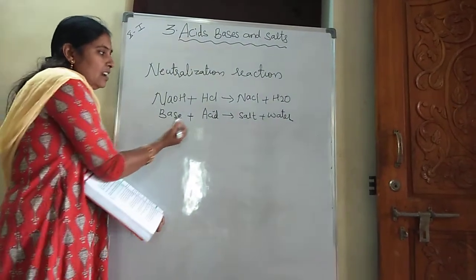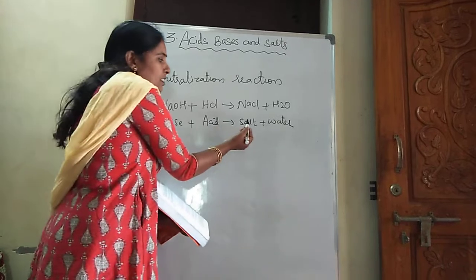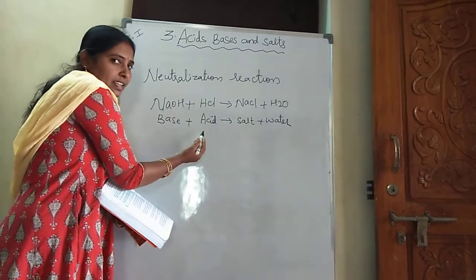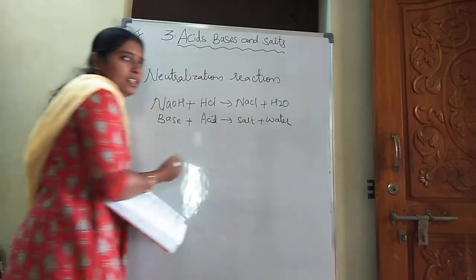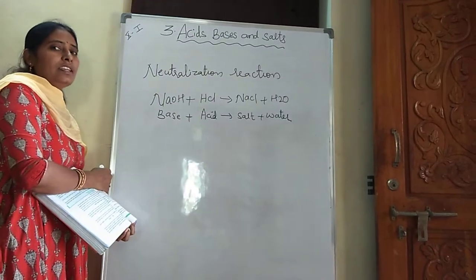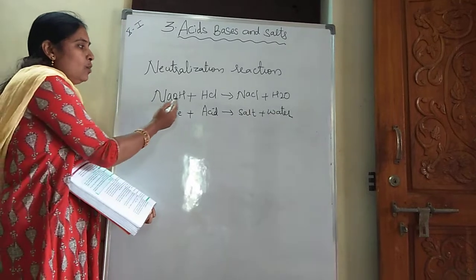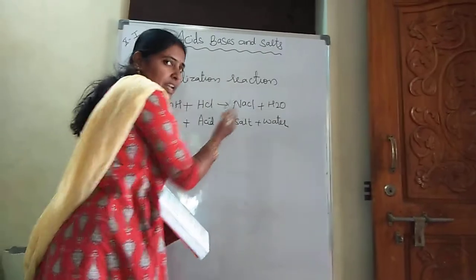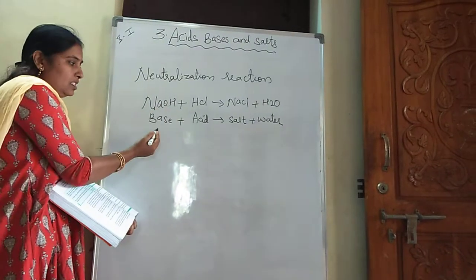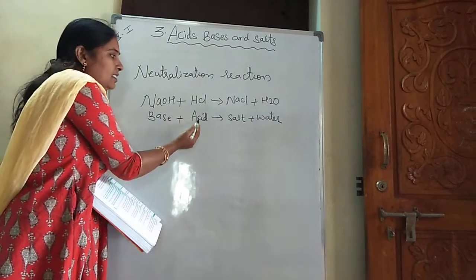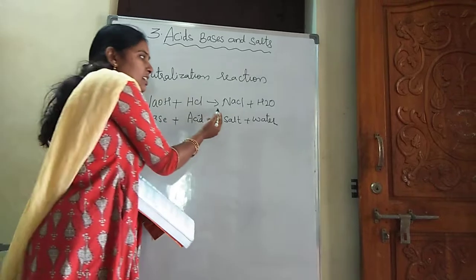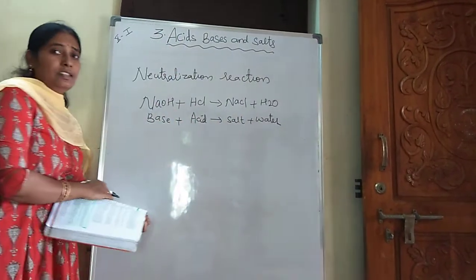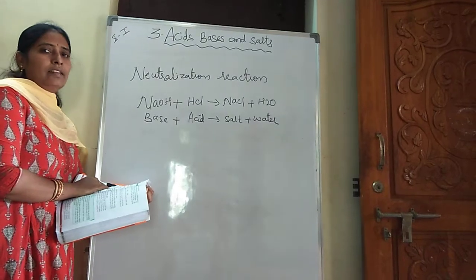When any base reacts with an acid, it forms salt and water. This reaction is known as a neutralization reaction. Example: NaOH plus HCl gives rise to NaCl plus H2O. NaOH is a base reacting with an acid. Which acid? HCl. It gives rise to NaCl. What is NaCl? Salt. Plus H2O, which is water. This is known as a neutralization reaction.